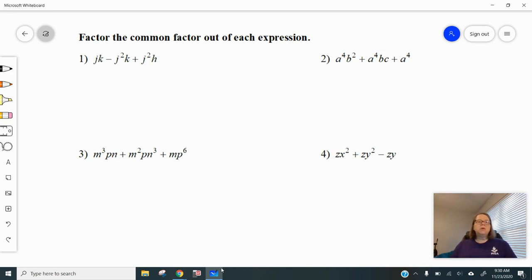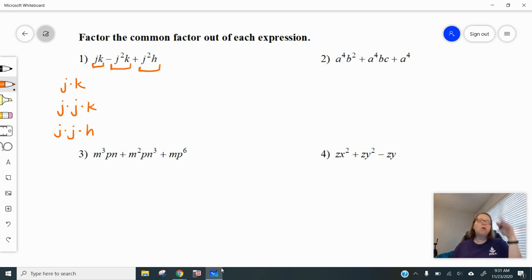So here's what I'm going to do. I want us to take a look at the first little part, and then the second, and then the last. And we're going to write them down here. JK means J times K. That's all that means. And then negative J squared K, or minus J squared K, that is J times J times K, because J squared is just J times J. That's all that means. And then J squared H is J times J times H.